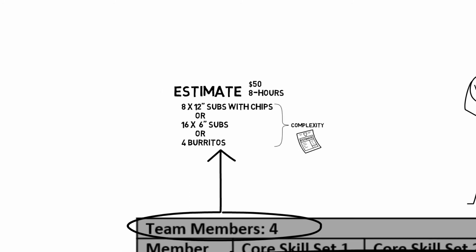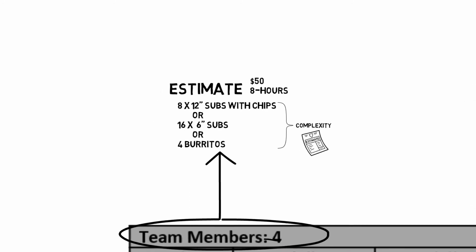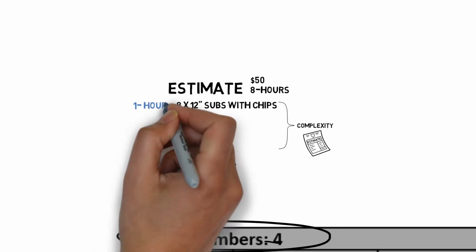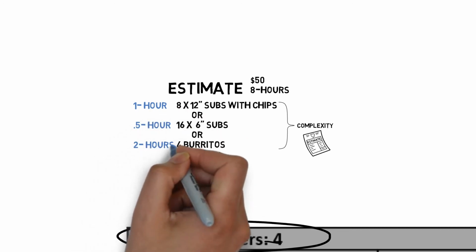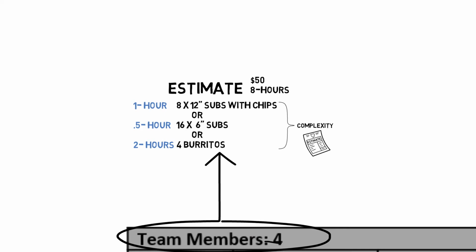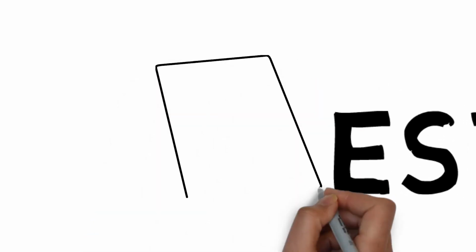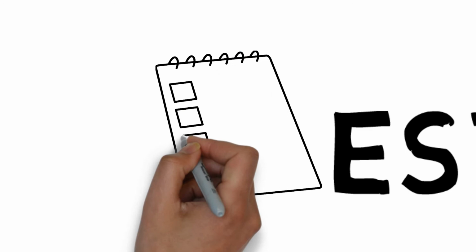In this case, the offeror proposed their team of 4 can produce 1 12-inch sub per hour, 1 6-inch sub every half hour, and 1 burrito every 2 hours. Post-contract award, any combination of these items can be delivered in a given day.